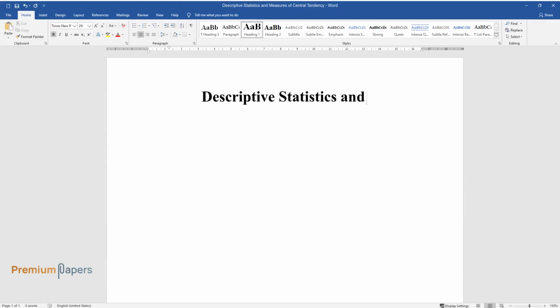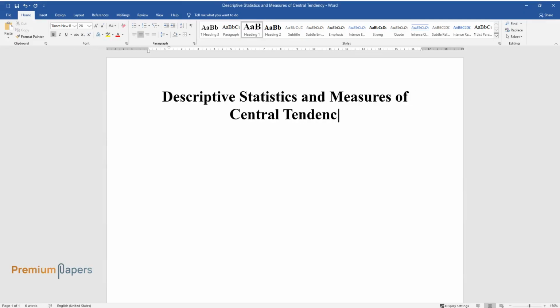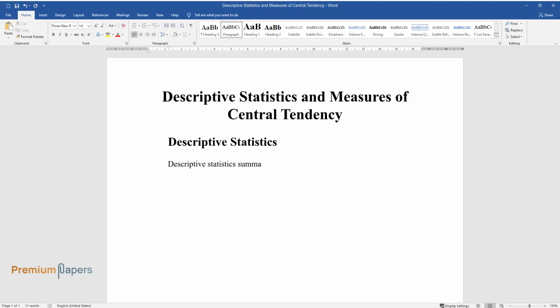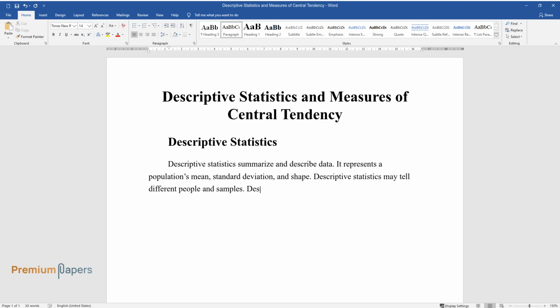Descriptive statistics and measures of central tendency. Descriptive statistics summarize and describe data. They represent a population's mean, standard deviation, and shape. Descriptive statistics may tell different people and samples apart, and may uncover outliers, trends, and odd numbers.